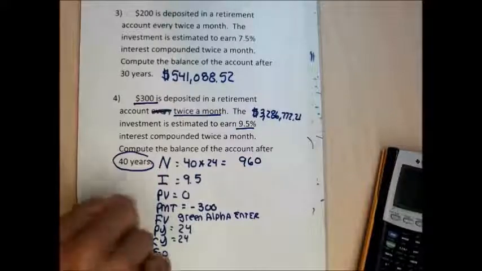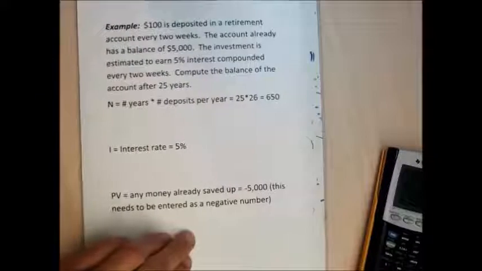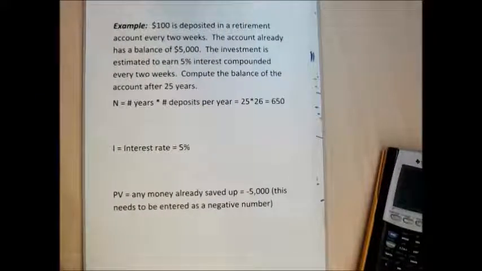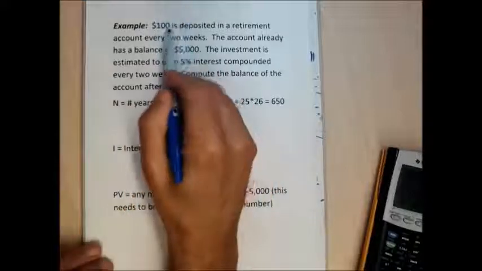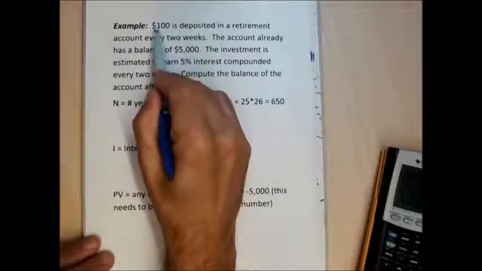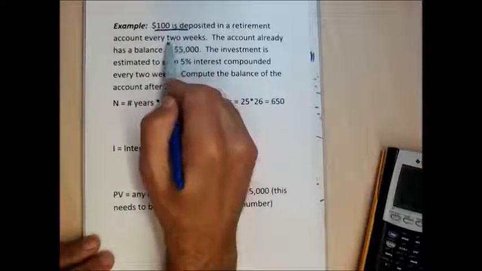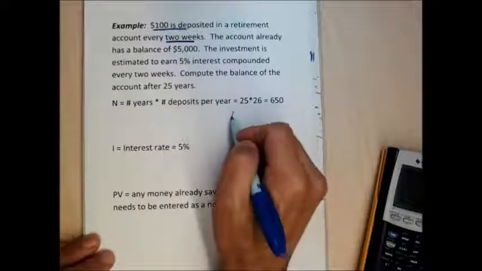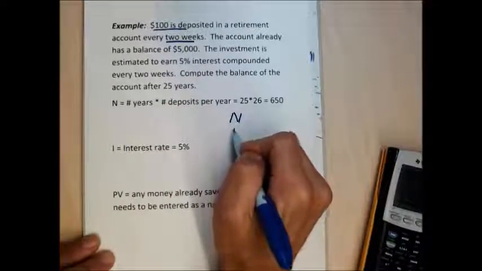All right, new kind of problem. The only difference between this kind of problem and the last kind of problem is we're going to have 2 amounts. Let me just walk through this. First sentence, $100 is deposited into a retirement account every 2 weeks. That gives me a couple of bits of information.